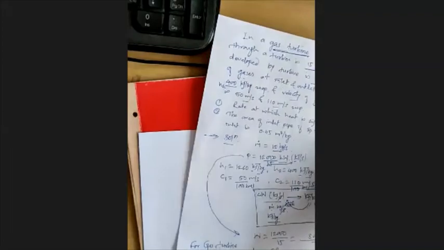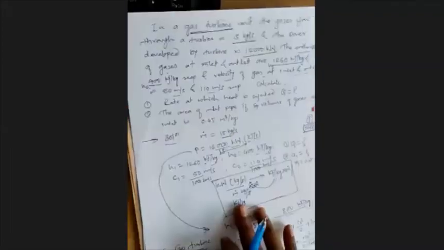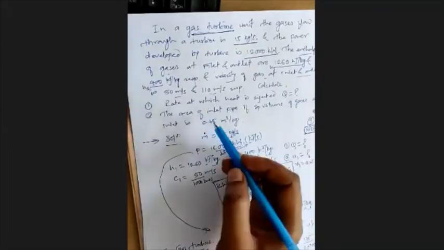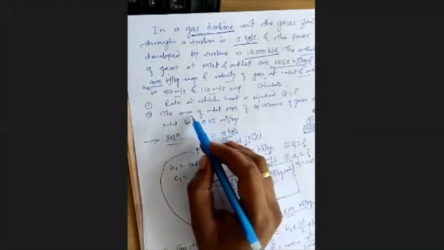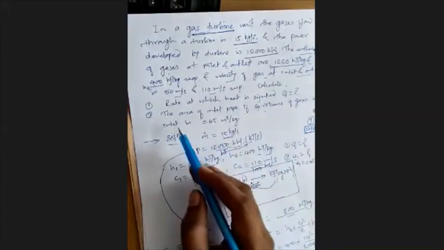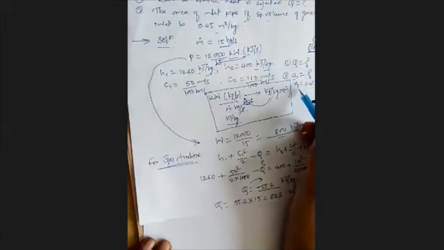Now we need to go for the second one. What they have asked second to calculate is the area of inlet pipe. So we need to find this A1, and for that, what is the additional input? They have told that the specific volume of gases at inlet is 0.45 meter cube per kg. So they have given this small v1 and we need to find this A1.